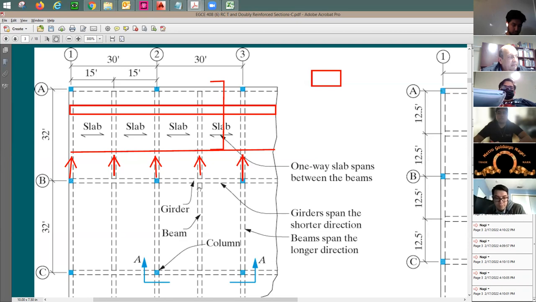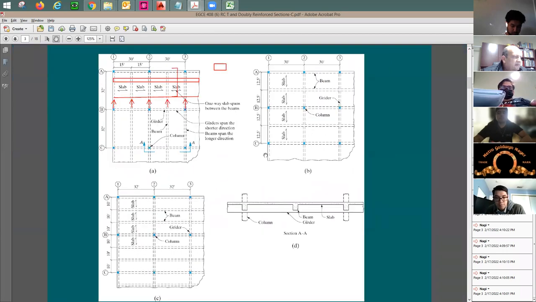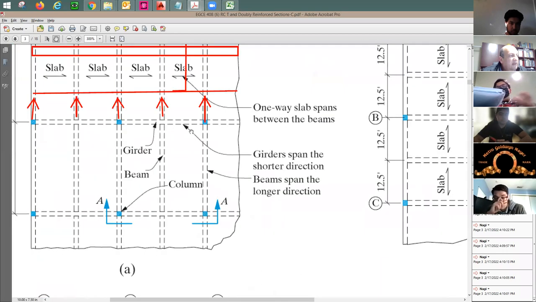So we call this a beam. It's shown as a dashed line because when you look at the top of the slab, this is kind of hidden, because it happens on the other side, like in this case. And then this one here, we call a girder. A girder is a structural member that looks like a beam, and it supports other beams. This is the reason that we call it a girder.